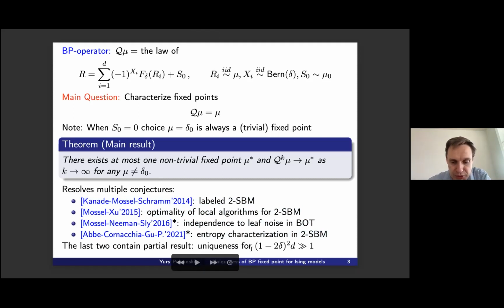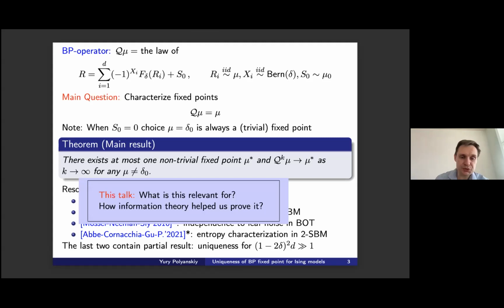I should say that these last two papers from 2016 and 2021 actually did contain some partial results about uniqueness of the fixed point, but only for a special set of parameters. At the very end of the talk, if I have time, I will explain why the authors of those papers themselves were saying that, even though we believe in uniqueness of the BP fixed point, we have no clue how to prove it, because the methods in those papers were very tailored specifically for what's known as the high SNR regime. I will try to explain why our proof is completely different from those earlier attempts.